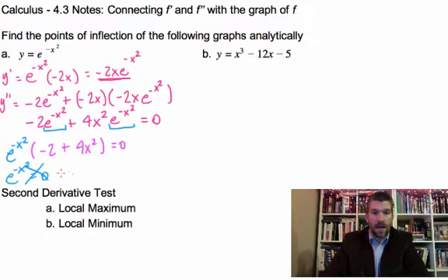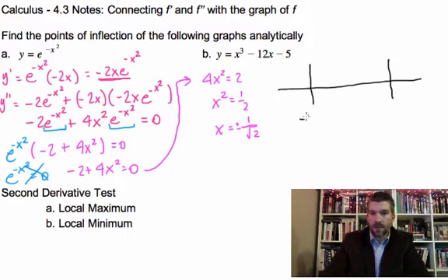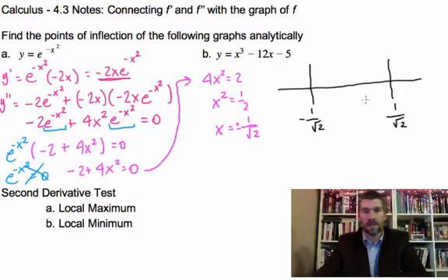And then I go with the other guy, negative 2 plus 4x squared equals 0. And I'm going to solve this guy out. I'll move up here and have a little more room. So this is going to be 4x squared equals 2, so x squared equals a half, and so x equals plus or minus 1 over the square root of 2. And so I just make my sign chart and I use the plus or minus 1 over the square root of 2 to work this out. So I got negative 1 over radical 2 and positive 1 over radical 2. And those are the two places that I'm going to check.